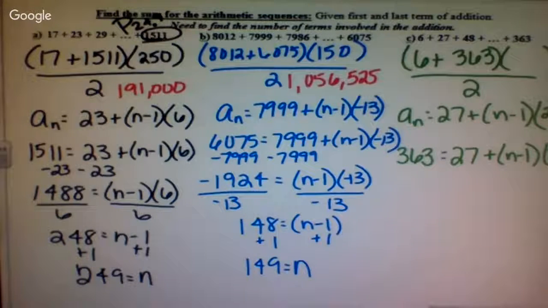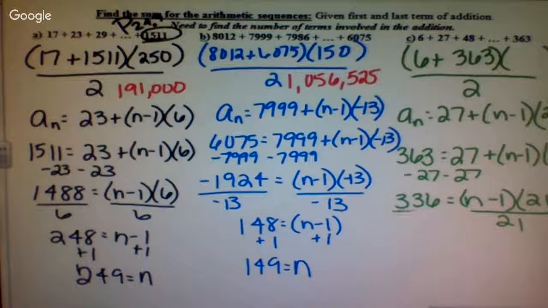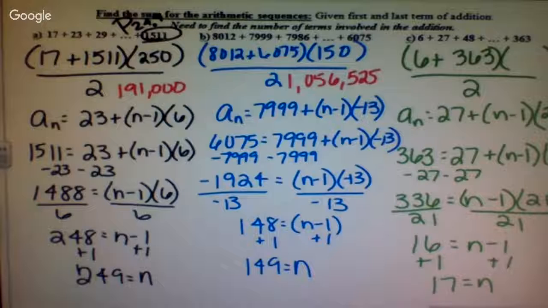Okay, so your first step is going to be to subtract 27 from both sides. That leaves me with 336 equals n minus 1 times 21. Get rid of that 21 by dividing. 16 equals n minus 1. So we add 1, so 17 equals n. So we're going from the 0 spot to the 17th spot. How many numbers is that? 18. So I plug in 18 here. $3,321.